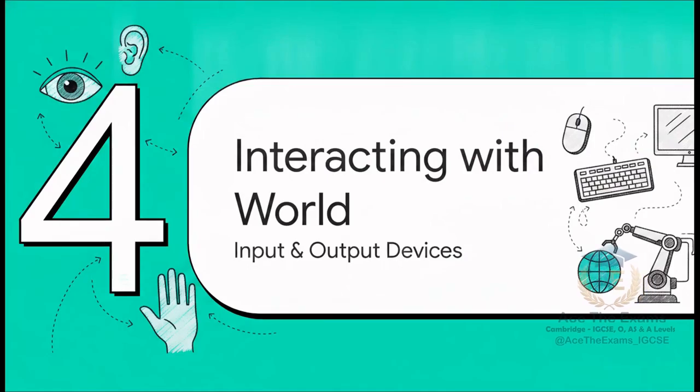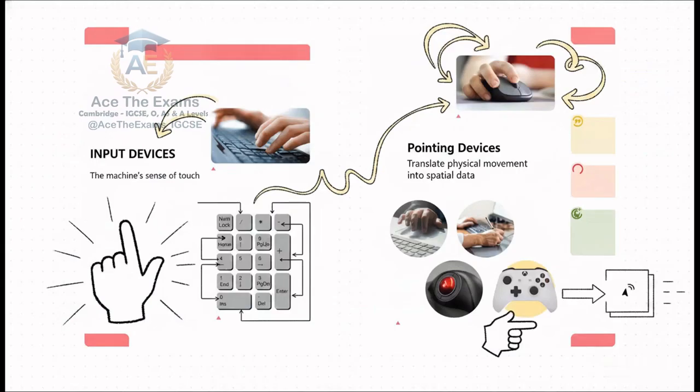Section 4. Interacting with the world. We've spent a lot of time buried deep inside the processor, but here's the thing. A brain is completely useless without senses to perceive the outside world and limbs to interact with it. This brings us directly to input devices. You can think of these as the machine's sense of touch.